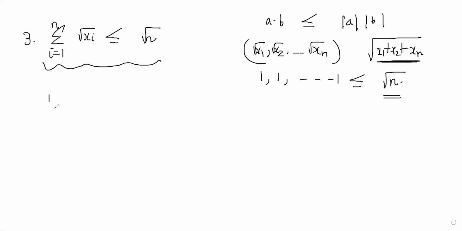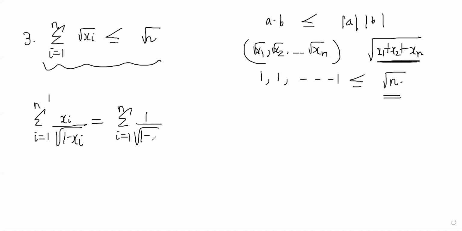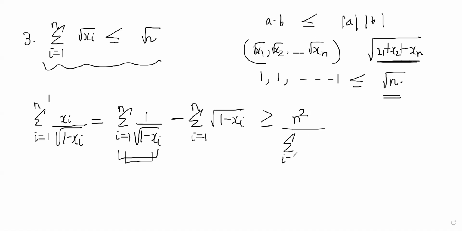So now what we needed to prove was summation of i goes from 1 to n xi by root over 1 minus xi, which we have split into two different summations. Summation i goes from 1 to n 1 by root over 1 minus xi minus summation of i goes from 1 to n root over 1 minus xi. And now we will say that this should be greater than or equal to, the first result was claiming that this one will be greater than or equal to n square by summation i goes from 1 to n root over 1 minus xi, minus summation i goes from 1 to n root over 1 minus xi here.